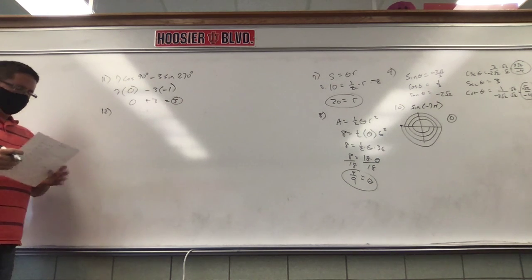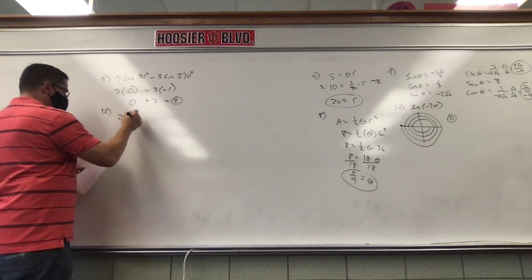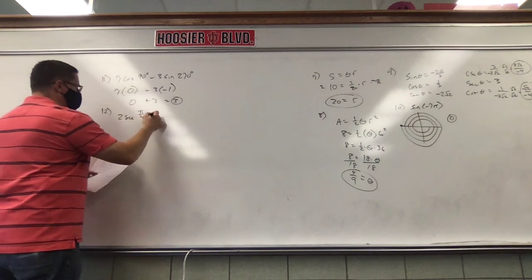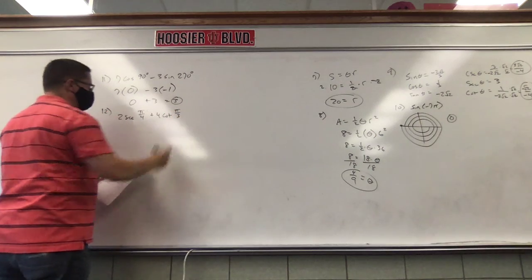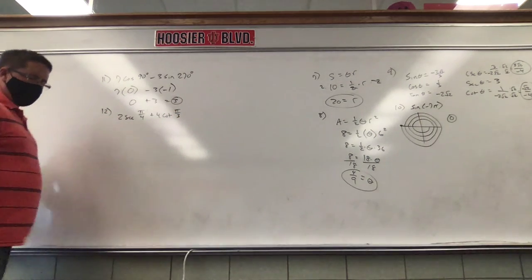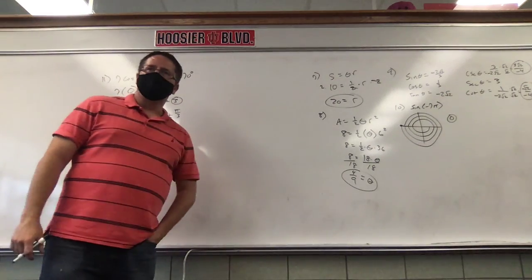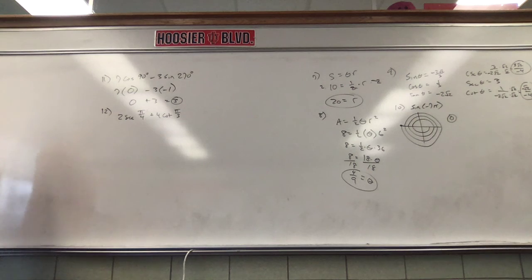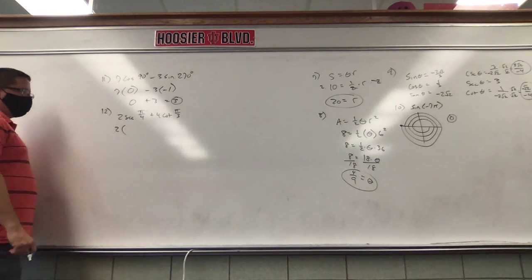Okay, number 12. 2 secant pi over 4 plus 4 cotangent pi over 3. Do we have secants written down on our unit circle or not? How do we find secant? Flip cosine. Okay, so 2 times, okay, we look at pi over 4.